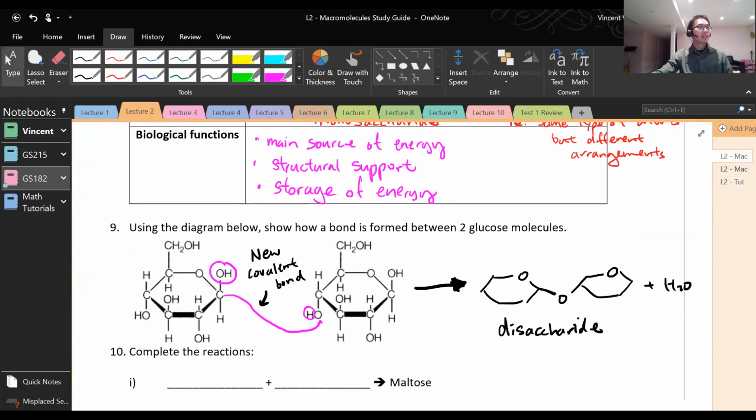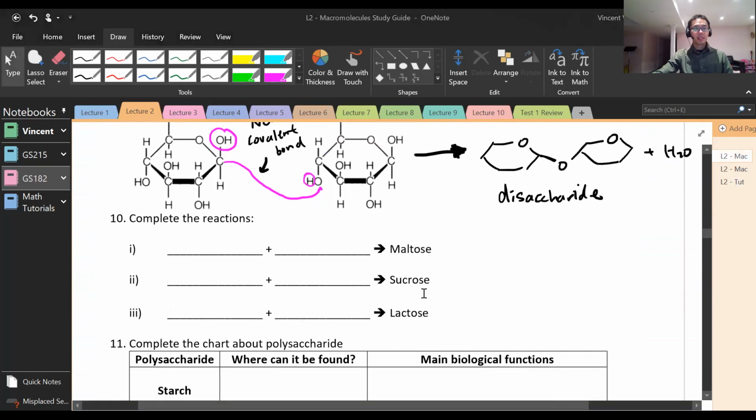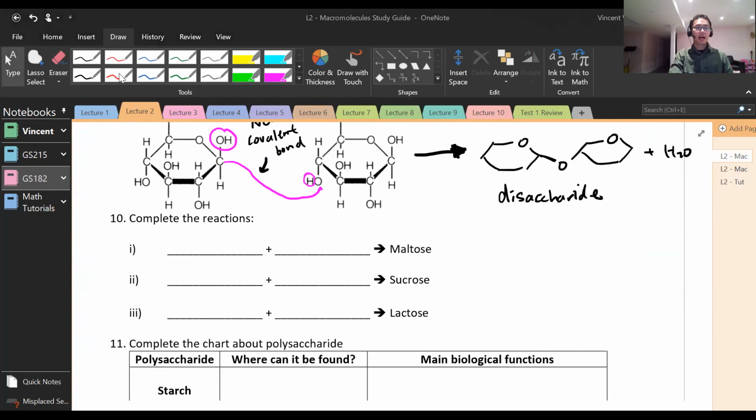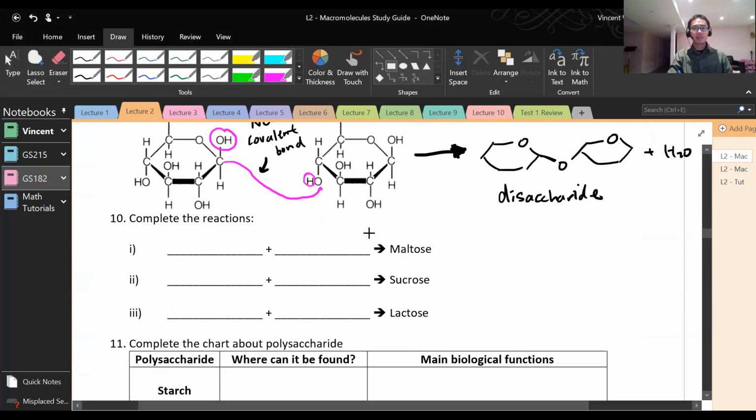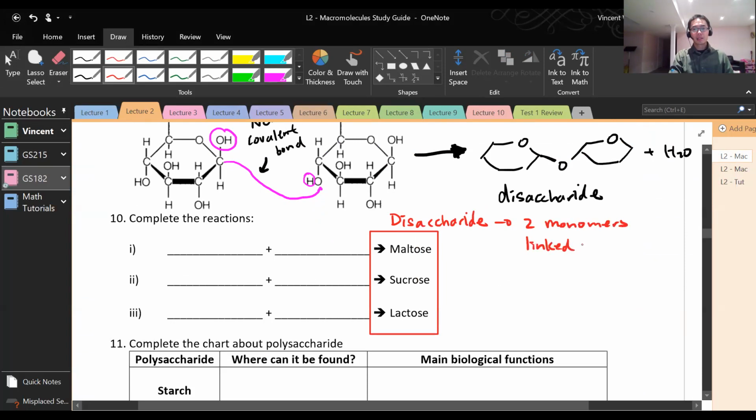Let's keep going. Next one, complete the reaction. Okay, so now we have a bunch of stuff here. These are disaccharides. Disaccharide: double sugar, two monomers linked together. Let me write it down for you. Two monomers linked together. Okay, so how do we form maltose?